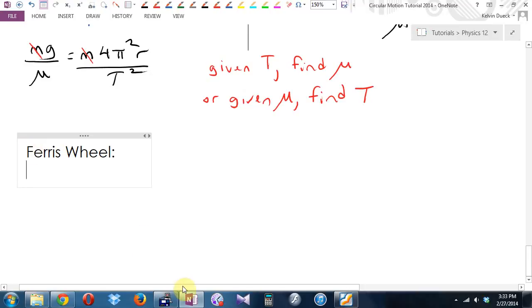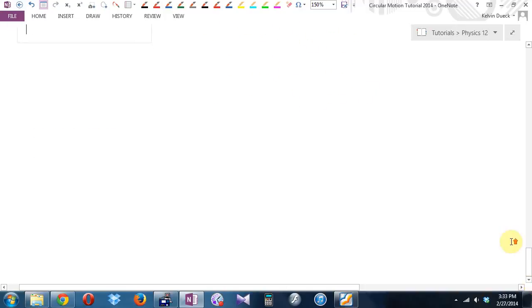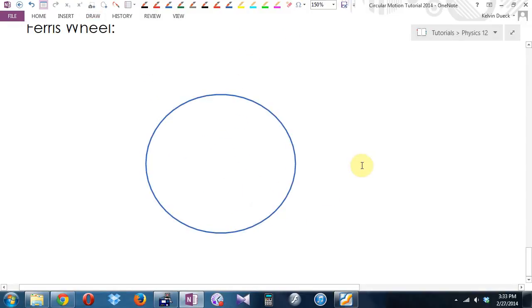Ferris wheel. Did I find a good picture of a Ferris wheel? Oh, heck. Draw. Circle. Ferris wheel. Suppose, let me make up reasonable numbers here. Sure. R equals 8.5 meters. Yeah, that seems about good. And suppose the period, it rotates every 24 seconds.